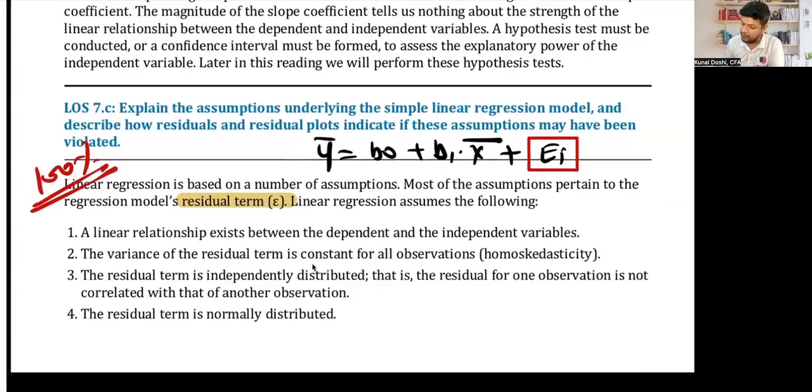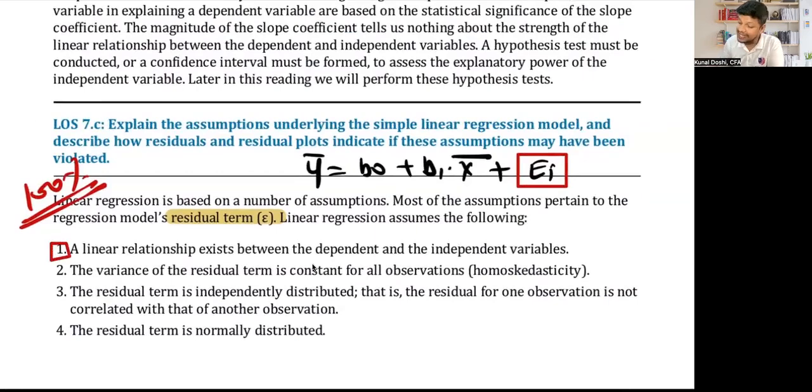What is the first assumption? The first assumption is that there is a linear relationship which exists between Y and X, that is, dependent and independent. That is assumption number 1. Assumptions number 2, 3, and 4, all of these assumptions are on the error. Only 4 assumptions. The next 3 are on error.